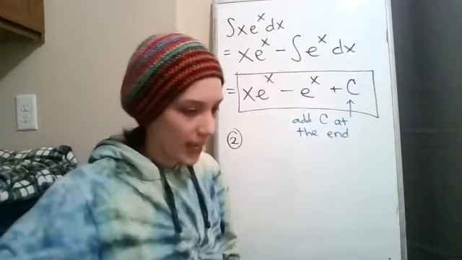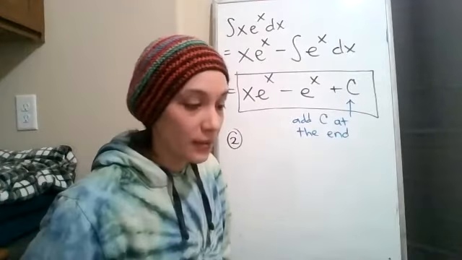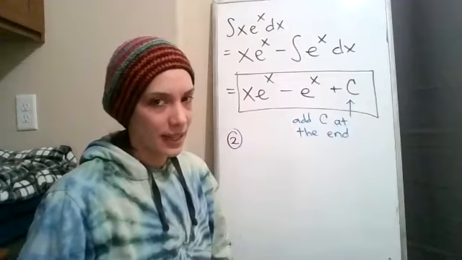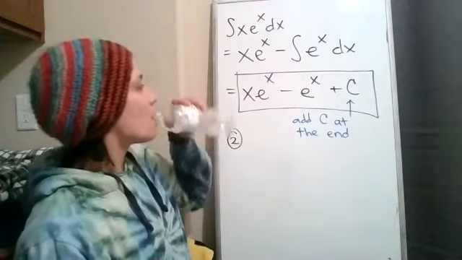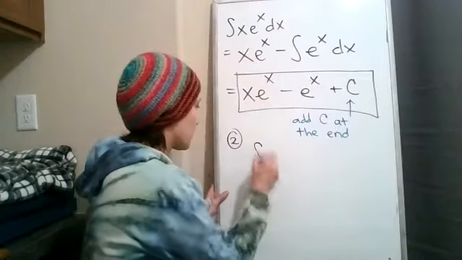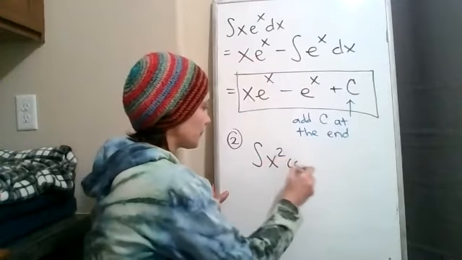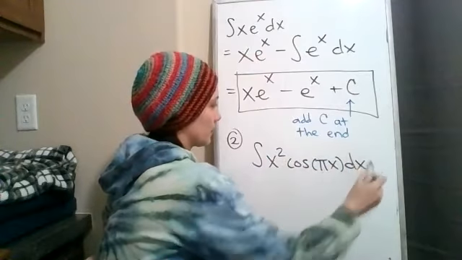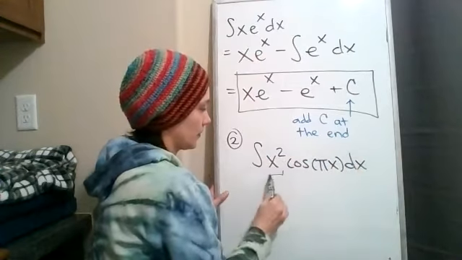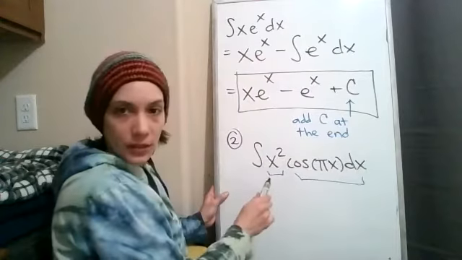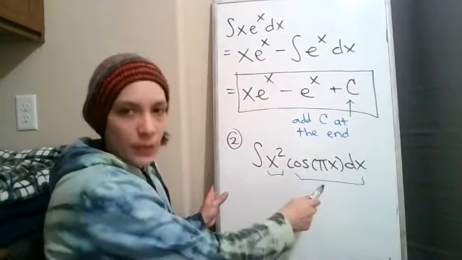So we have the integral of x squared times the cosine of pi x dx. Okay, this is going to be u, this is going to be dv.